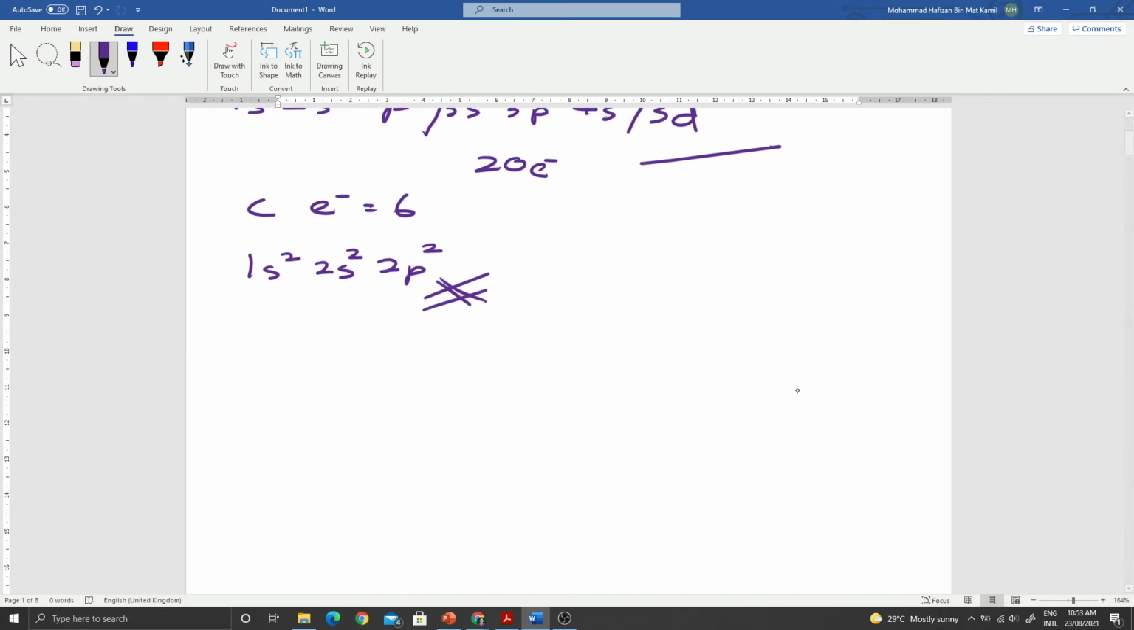So let's see untuk magnesium. Alright. Magnesium tolong bagi tahu berapa banyak electrons. Berapa banyakkah elektron magnesium ni? Magnesium dekat group 2.